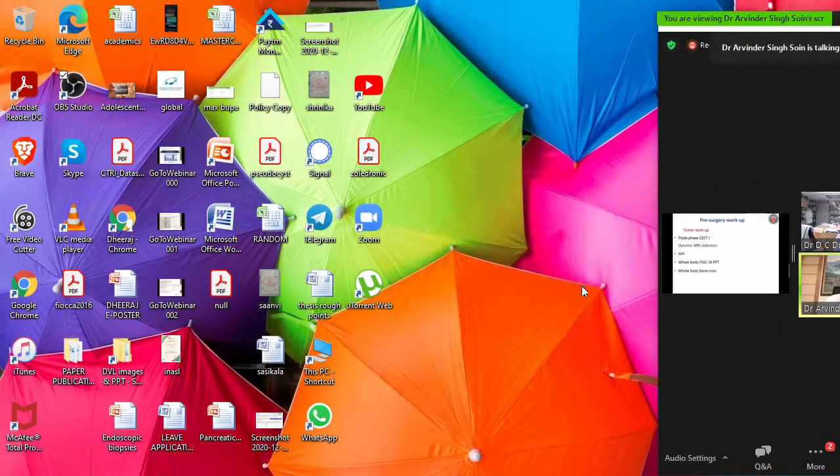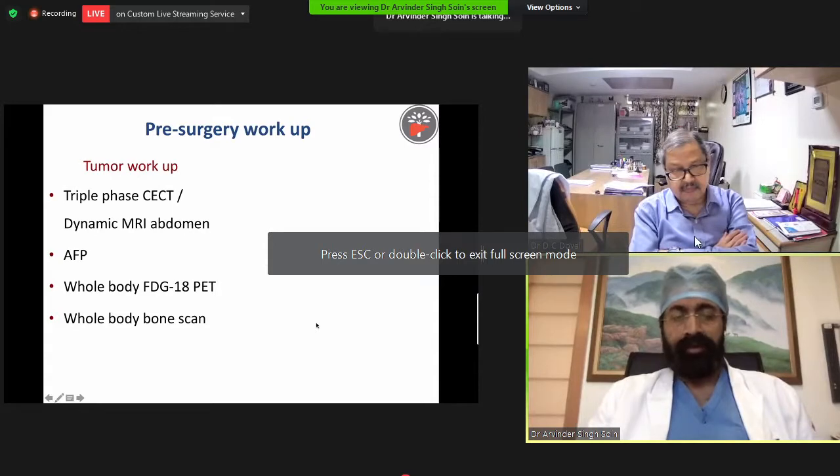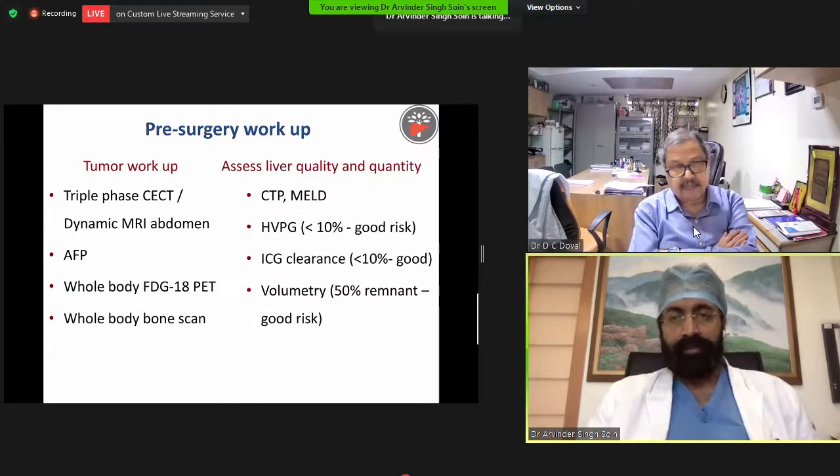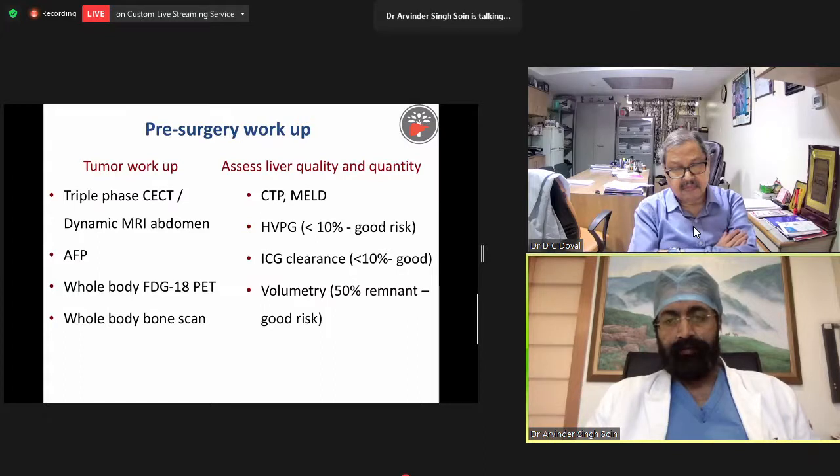implies bad prognosis. And we get a whole body technetium bone scan as well. And then we assess the liver quality and quantity. So, of course, CTP, MELD if there is cirrhosis, HVPG, and if it's less than 10 millimeters of mercury, then it is a good risk patient for resection.